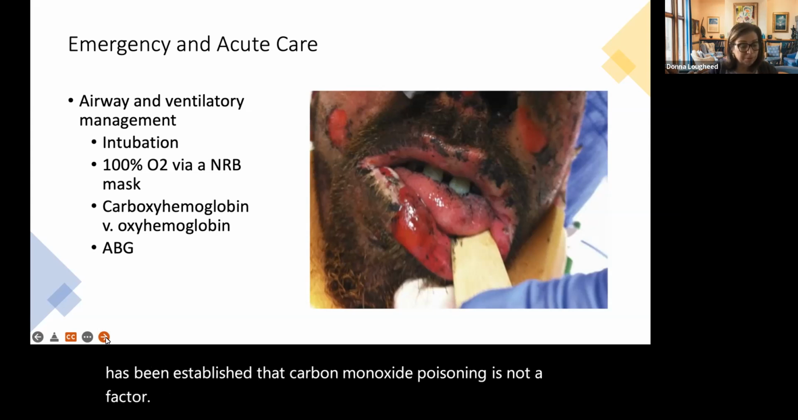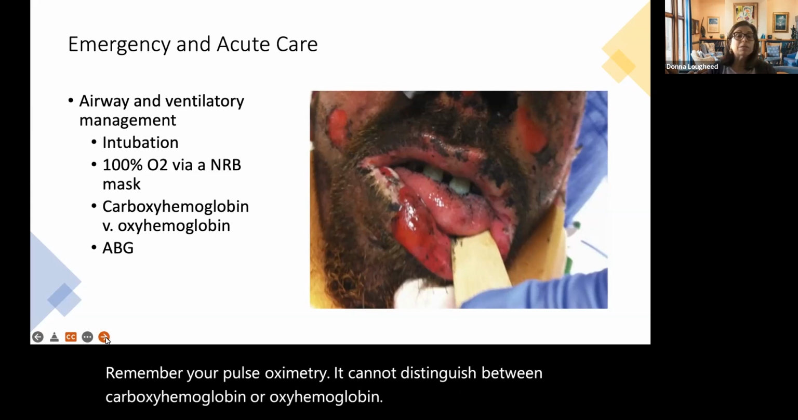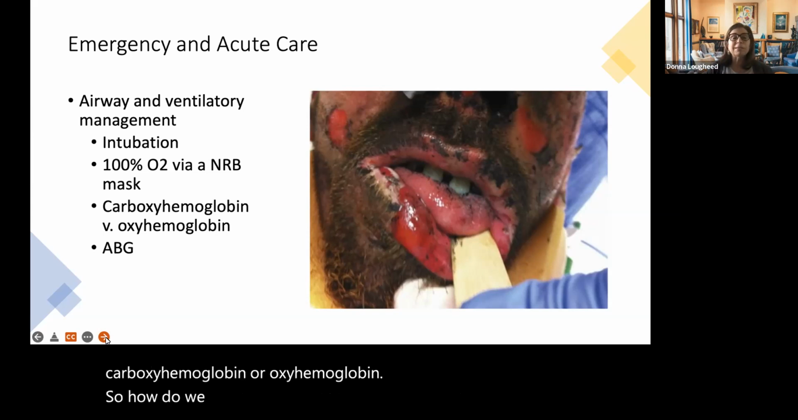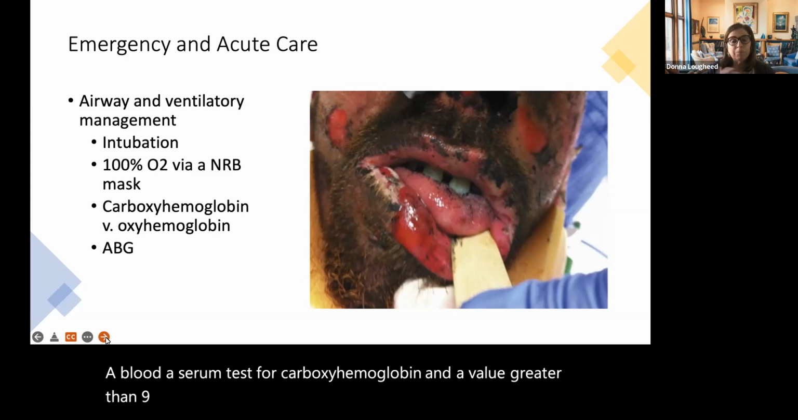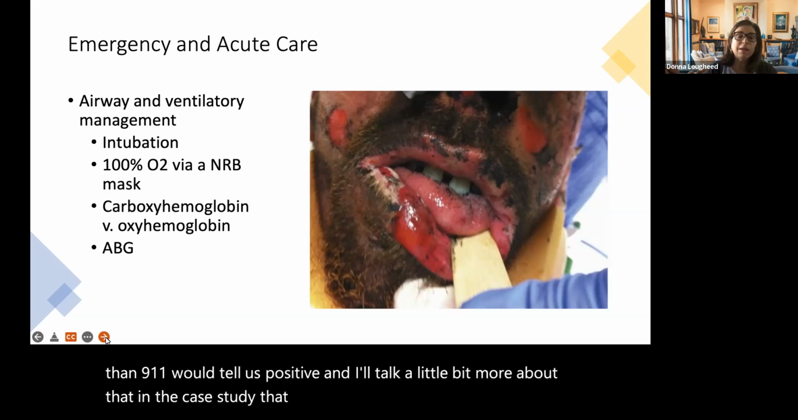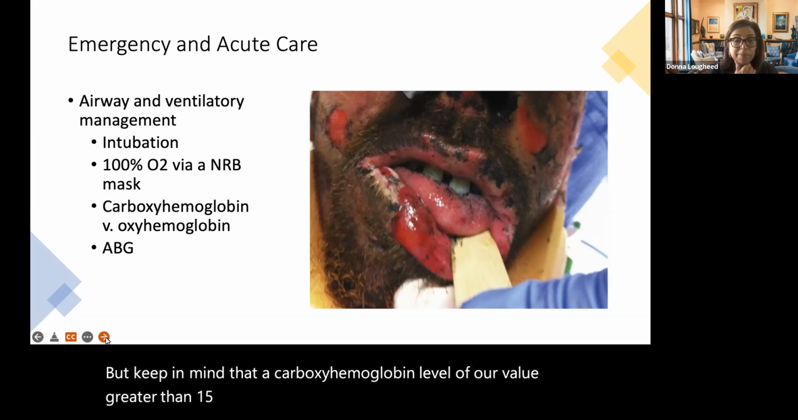Remember, your pulse oximetry cannot distinguish between carboxyhemoglobin or oxyhemoglobin. So how do we monitor carboxyhemoglobin levels? We do a serum test for carboxyhemoglobin, and a value greater than 9-11% would tell us positive. And I'll talk a little bit more about that in the case study that we're going to go through. But keep in mind that a carboxyhemoglobin level greater than 15% may require a hyperbaric chamber.